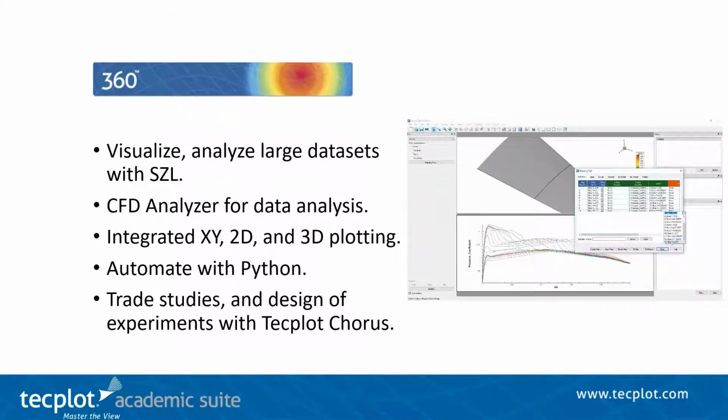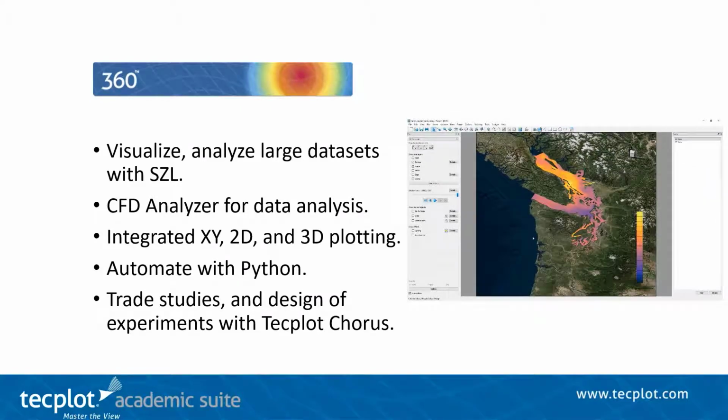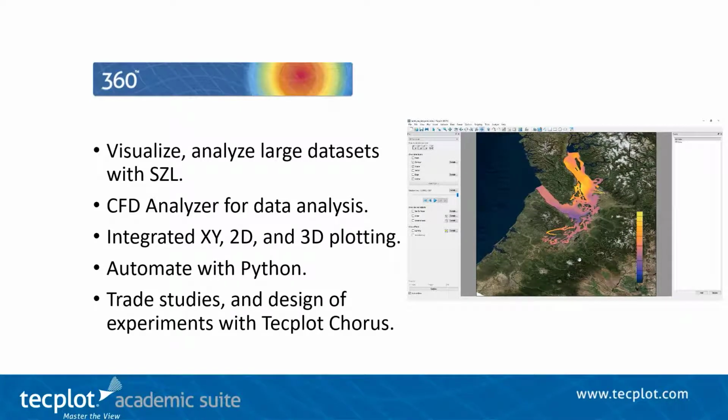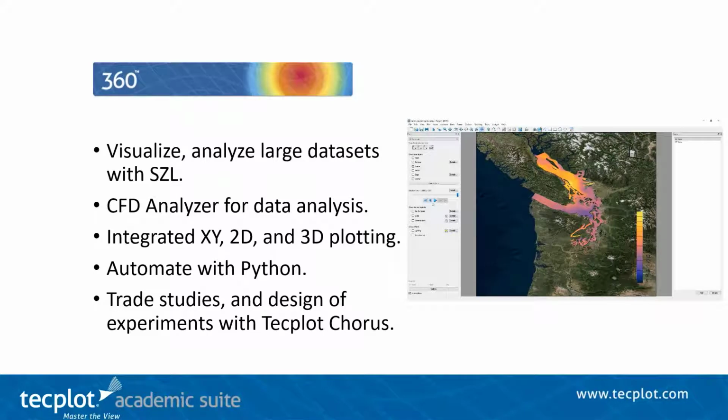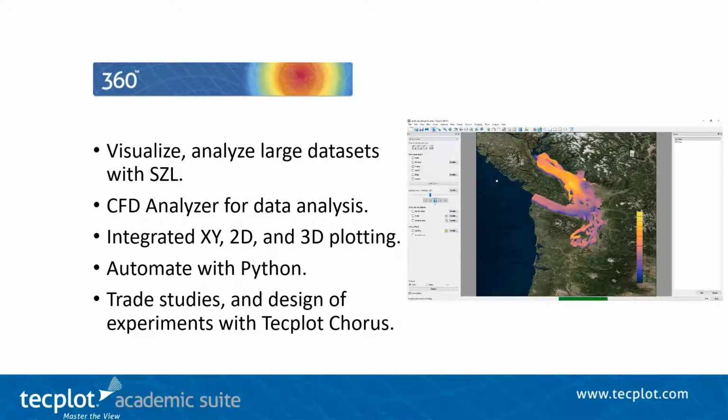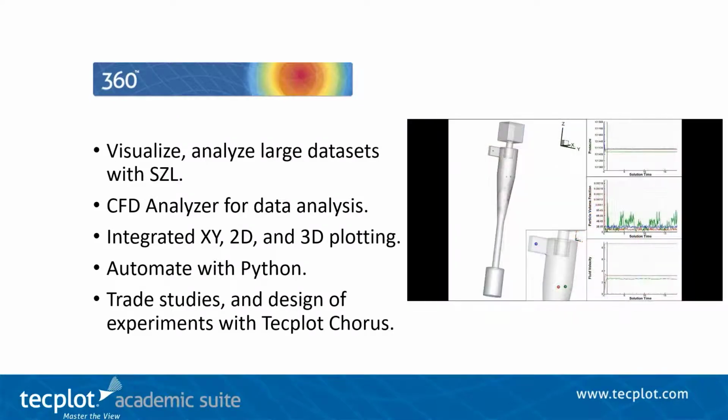So SZL format divides large volume zones into smaller subzones that are not loaded by Tecplot 360 until a plot element demands it, resulting in reduced memory usage and faster manipulation of the data. The built-in CFD Analyzer toolkit also gives you the option of performing integrations, extracting key flow features such as vortex cores and shock surfaces, calculating new variables, and more for additional analysis of your data.